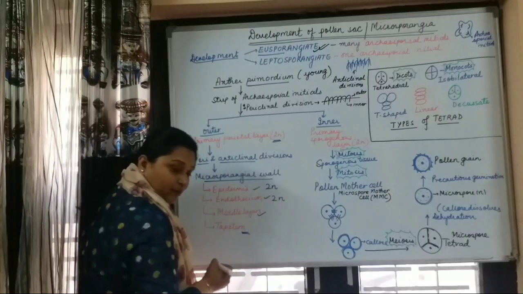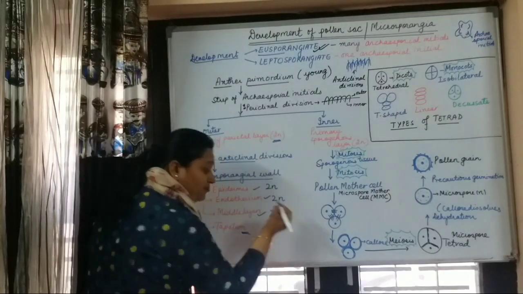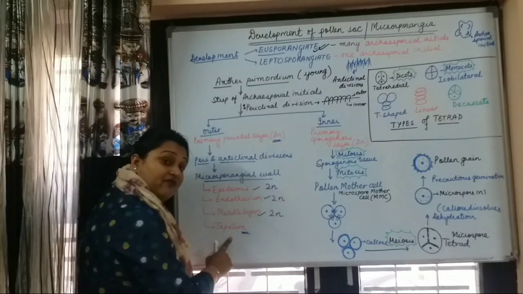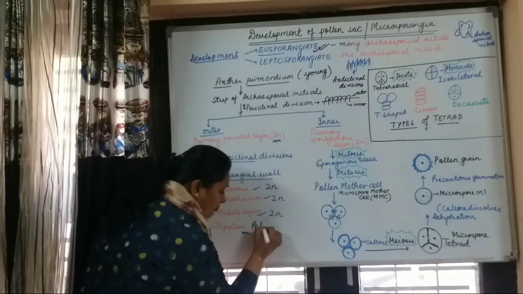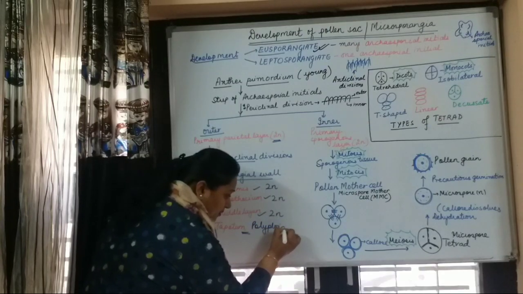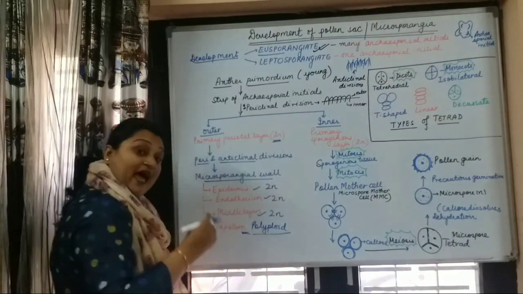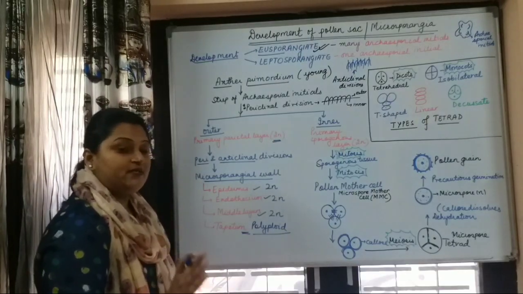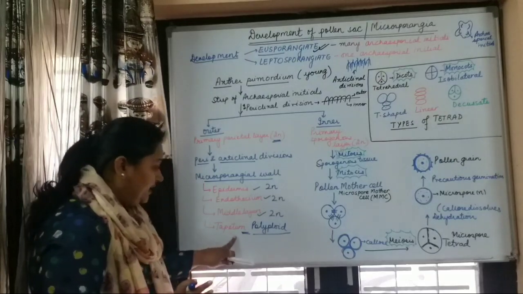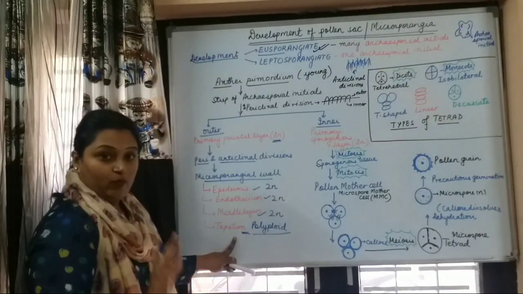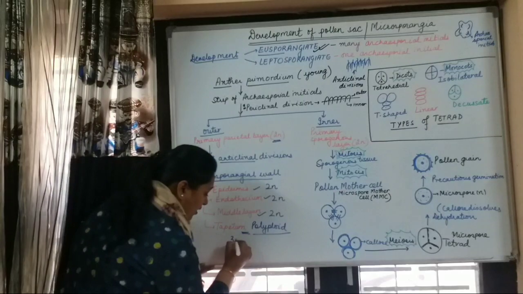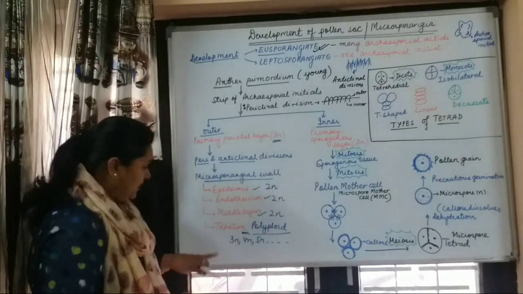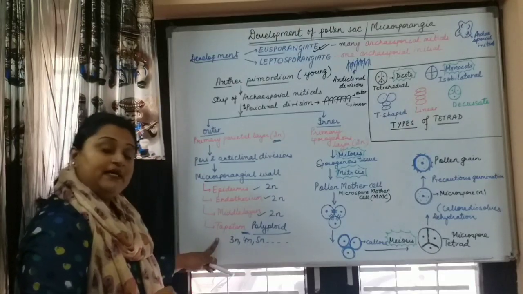endothecium will be diploid, middle layers will be diploid, but in case of the tapetum, we have discussed that it is polyploid. This means karyokinesis is happening, but it is not followed by cytokinesis every time. So we get a cell which is polyploid. That means it can be 3N, 4N, 5N and so on. We discussed the functions of the tapetum yesterday.